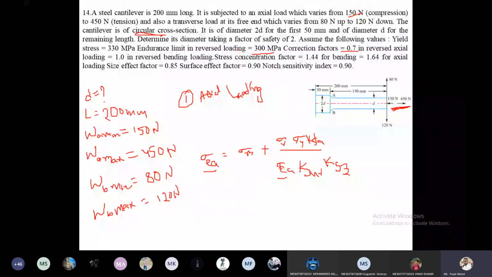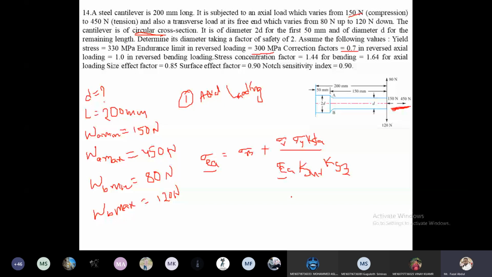For the axial loading, fatigue stress concentration factor is not given in the given data. That we need to separately calculate through the notch sensitivity equation. And sigma EA is the endurance limit due to axial loading. It means sigma EA is sigma E into KA, the axial load factor, into endurance limit. That is the meaning of this one. Surface factor is given in the question and size factor also is given in the question. Now one by one we are going to calculate the mean stress.